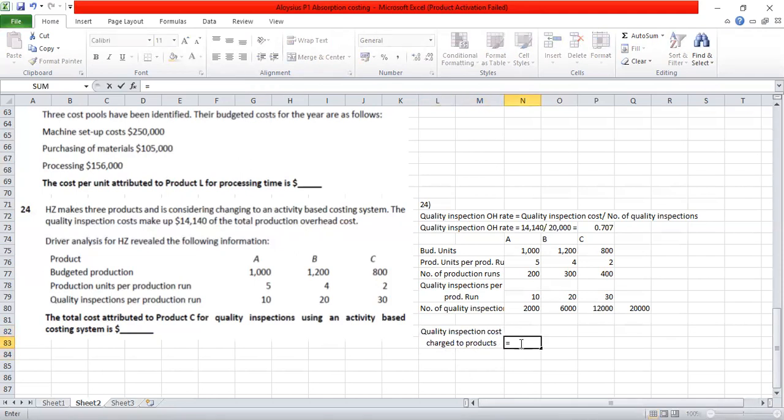So this rate we got at 0.707, that into the number of quality inspections. I think they are asking us for product C.